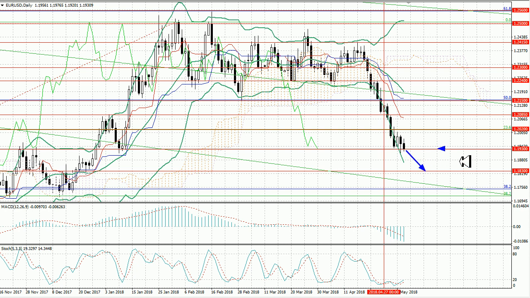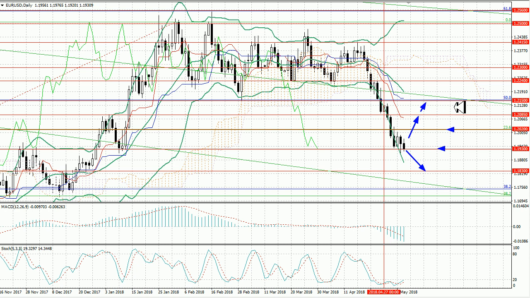The level of 1.2020 is seen as the key for the bulls, coinciding with the Fibonacci correction of 23.6%. If it is broken through, the growth may continue to 1.2085 and 1.2150.